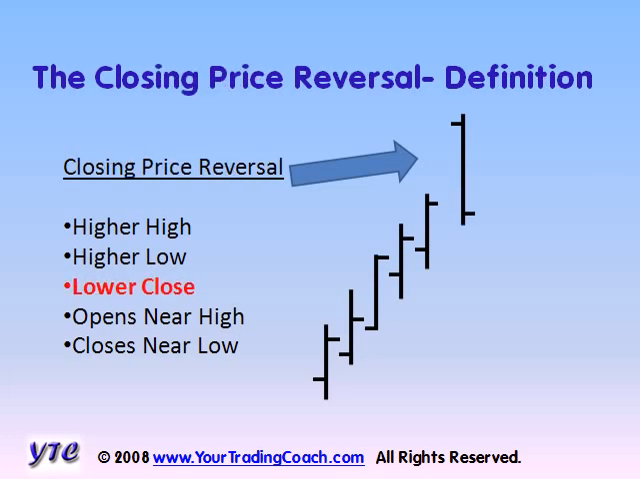The closing price reversal still has a higher high. It has a higher low. It still opens near the high and closes near the low. But the one difference, highlighted on the left in red and shown here on the price bar, is that it has a close that managed to close below the previous close. A lower close.